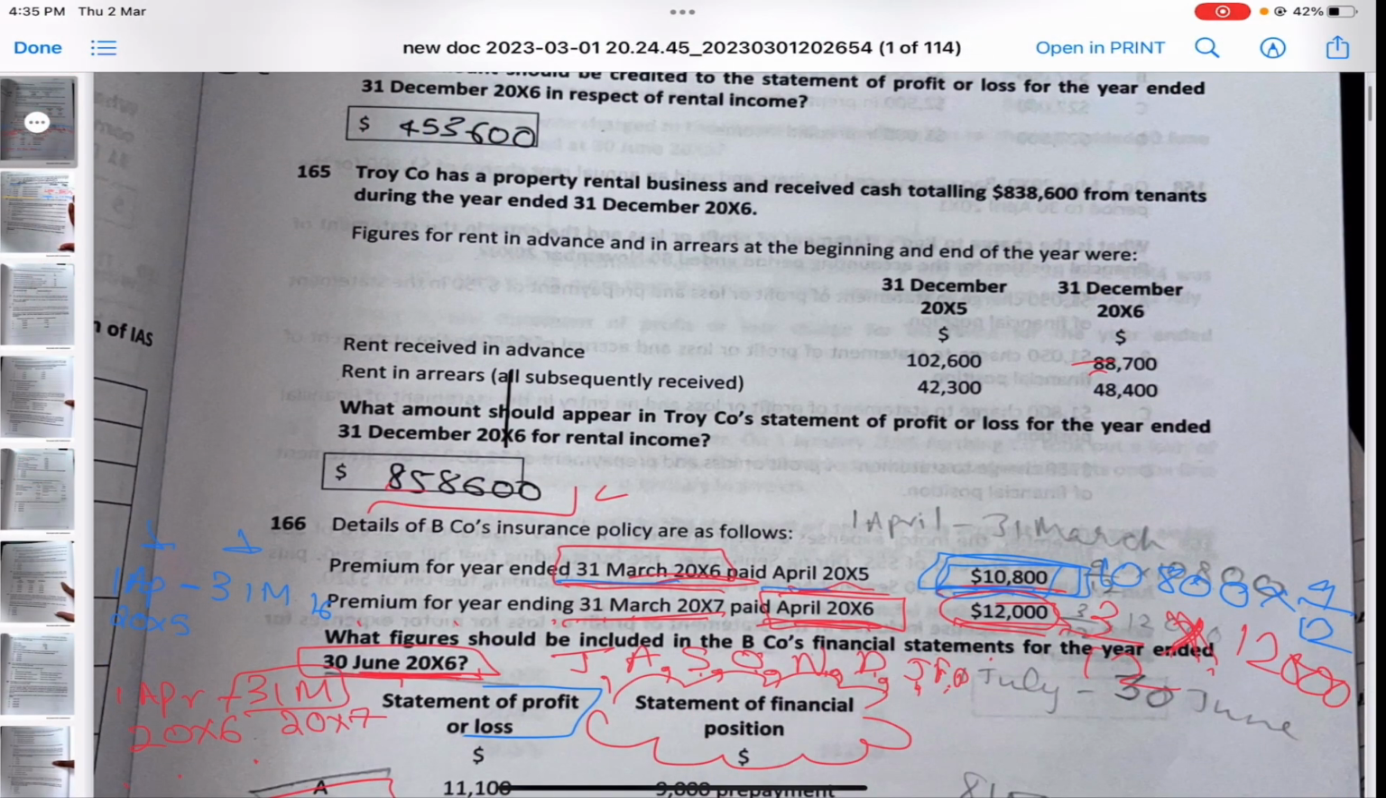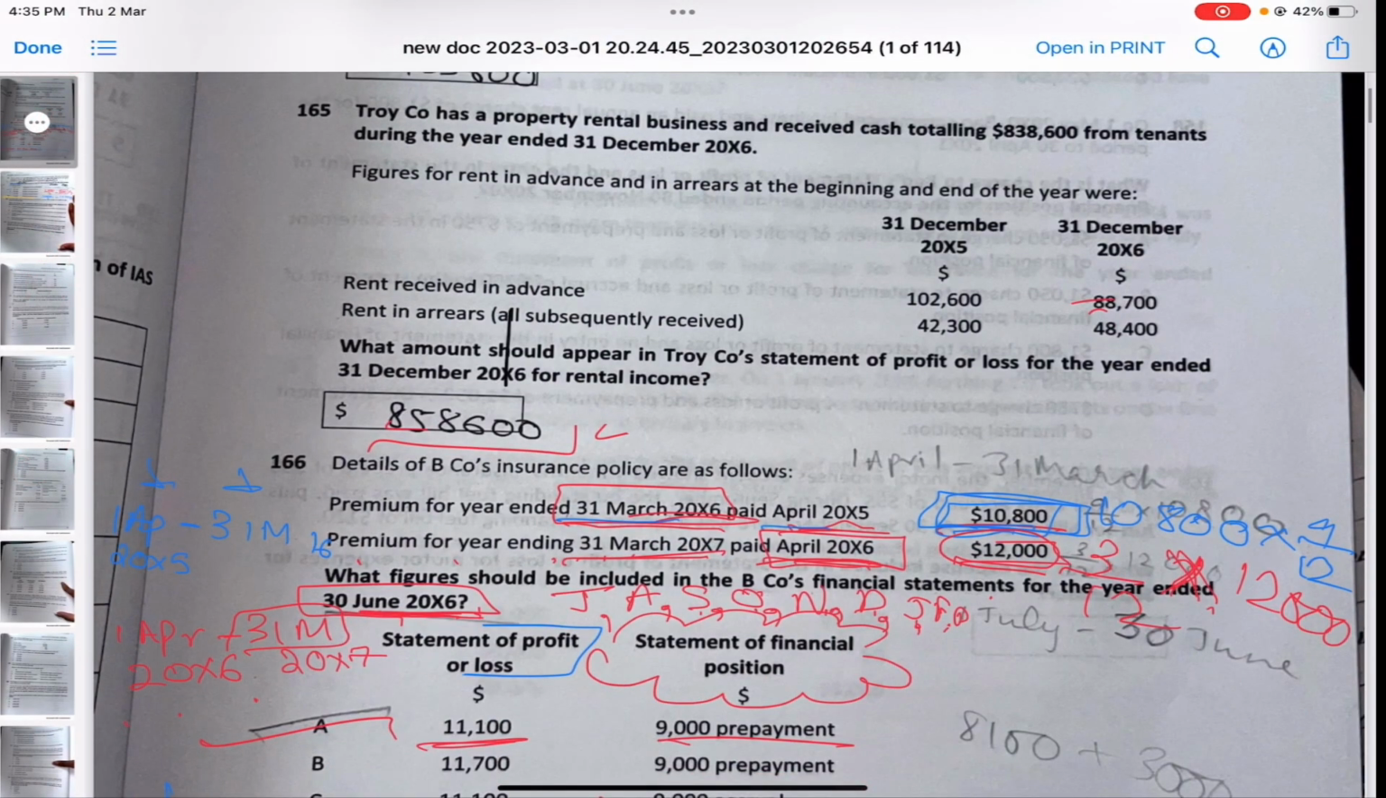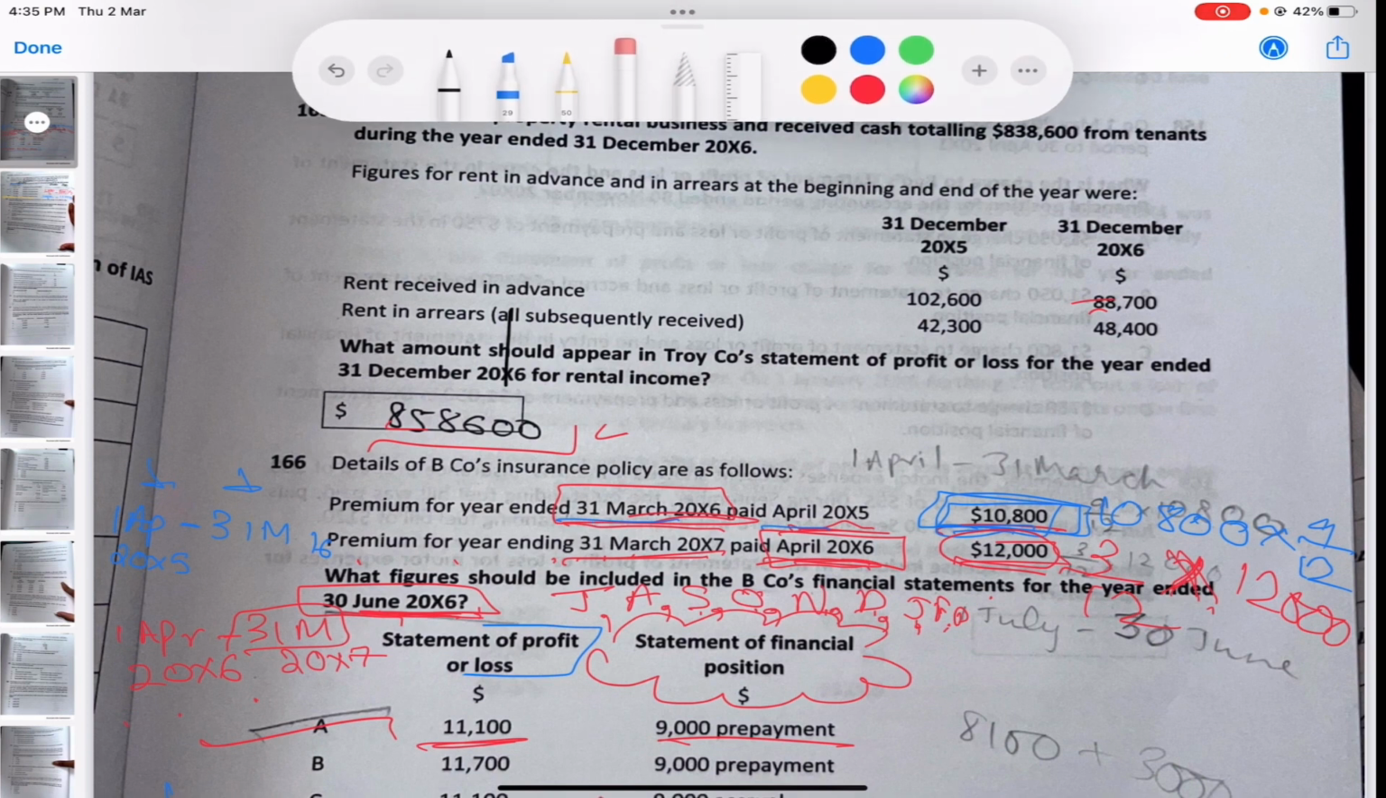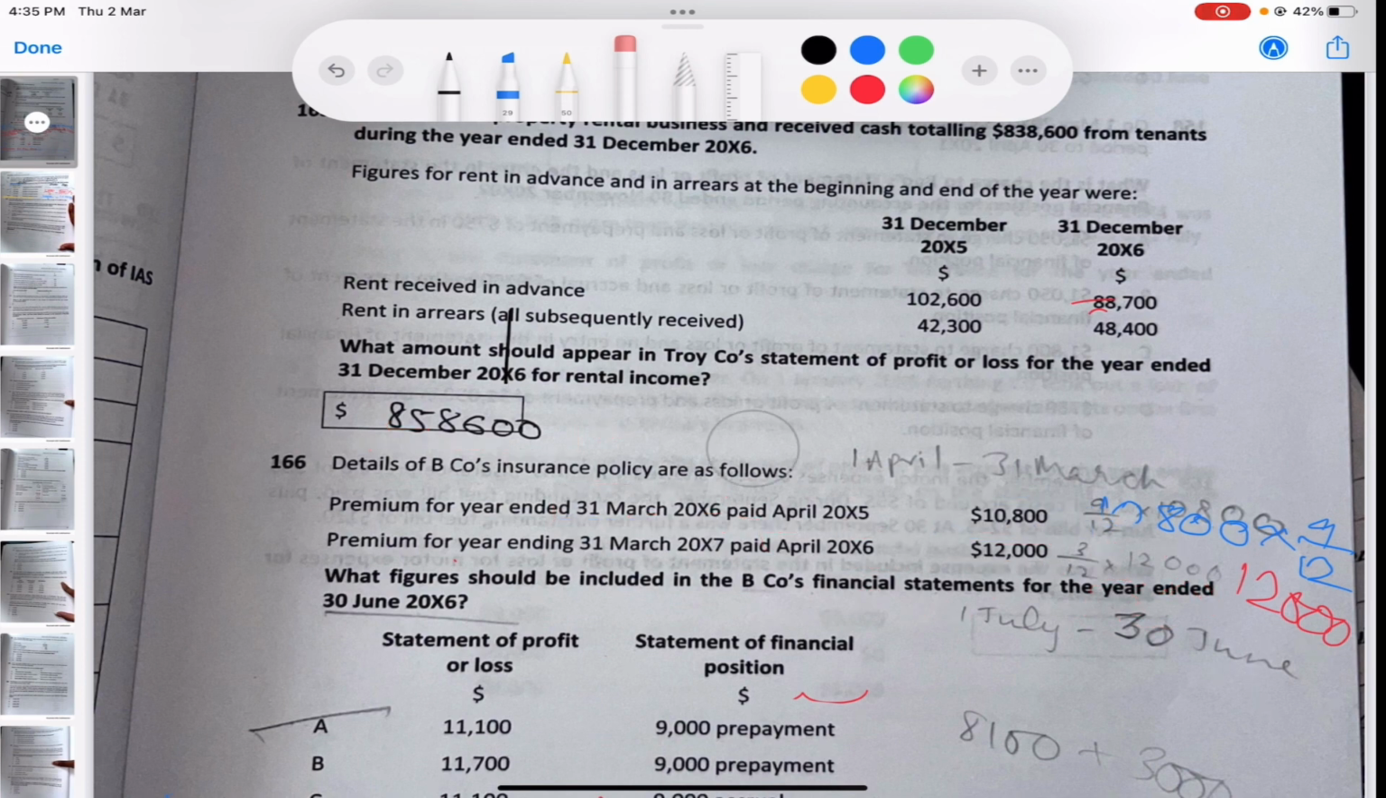Now we come to the next question, which is 165. Take a moment and read the question and start solving it. Meanwhile, I'm just erasing this. Alright.